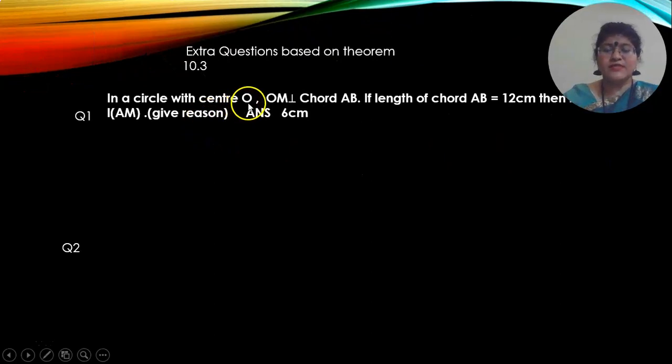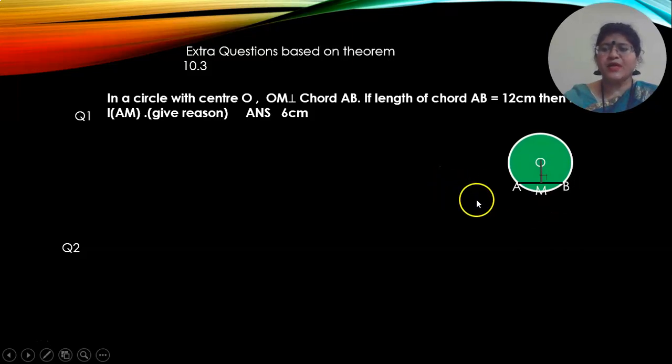In a circle with center O, OM is perpendicular to chord AB and the length of the chord AB is 12. You have to find length AM. I've already given the answer here, 6 centimeters. See if you can work it out and get this answer. So diagram is not required. Nevertheless, I've just drawn it for better understanding. OM is perpendicular to AB. AB is a chord. This entire AB is 12. They've asked you to find out AM.